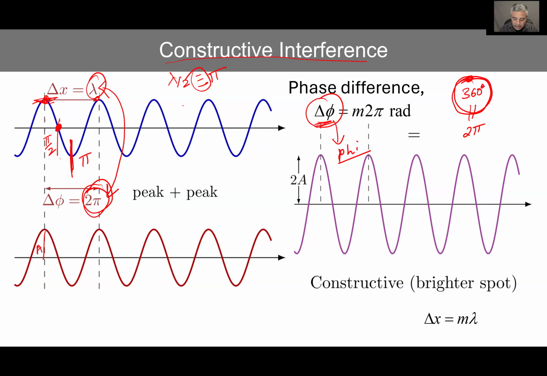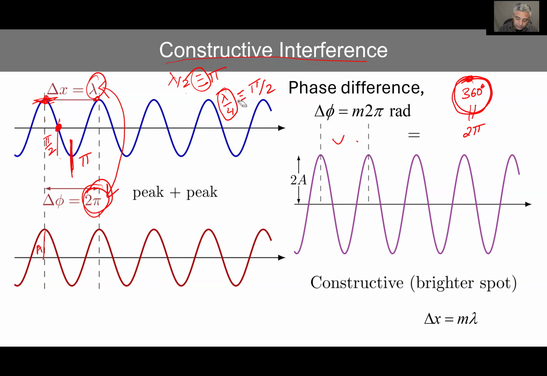So that's why I'm writing 3 equals 3 lines here. Lambda over 2 is pi. Lambda over 4 is equivalent to pi over 2, because this is a quarter cycle. In terms of angle, that quarter cycle is 90 degrees or pi over 2 radians. Okay, so that's how it works.